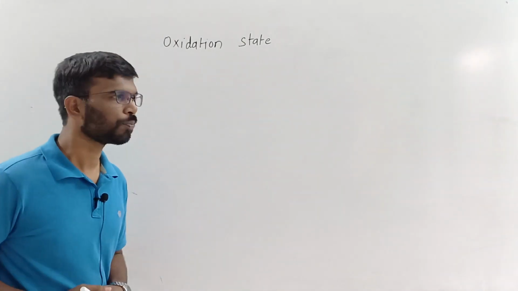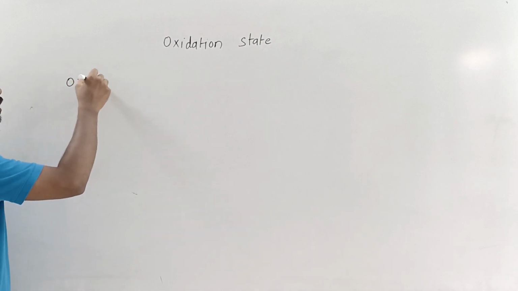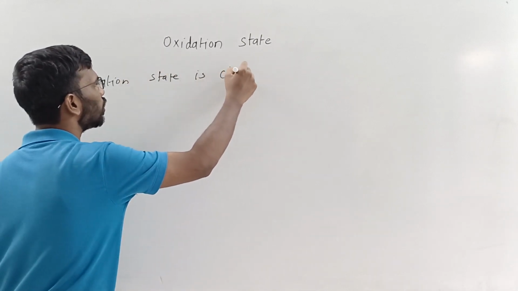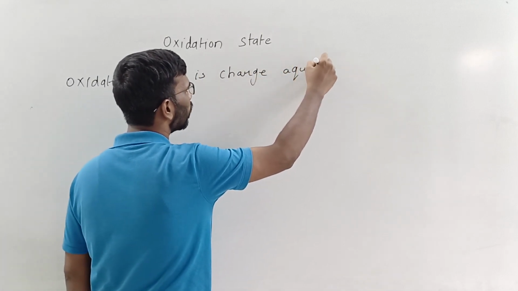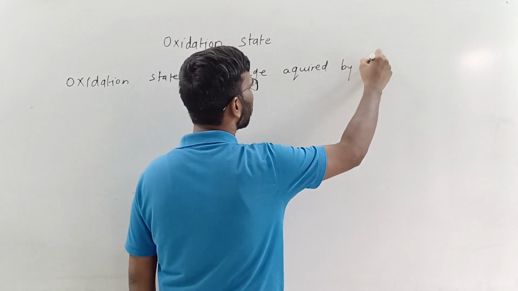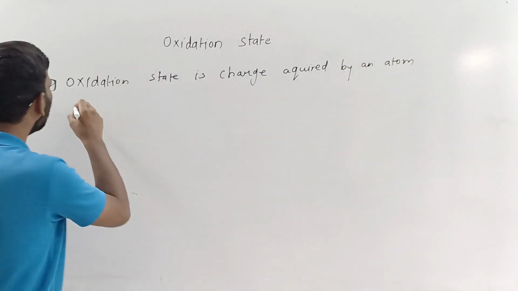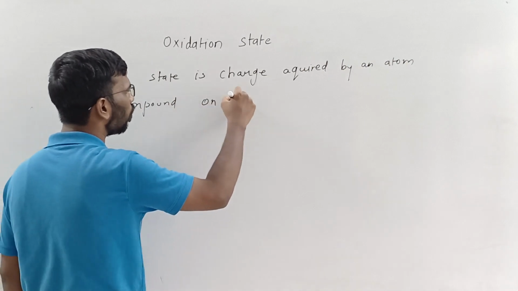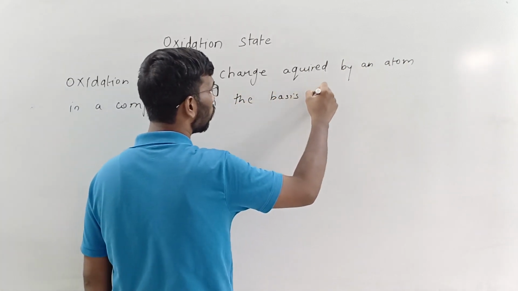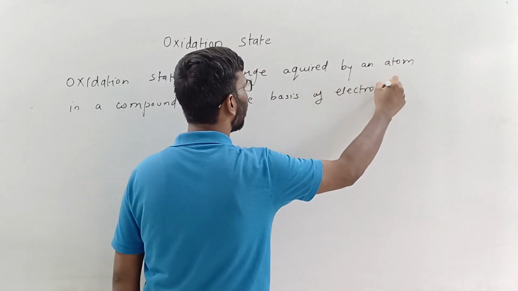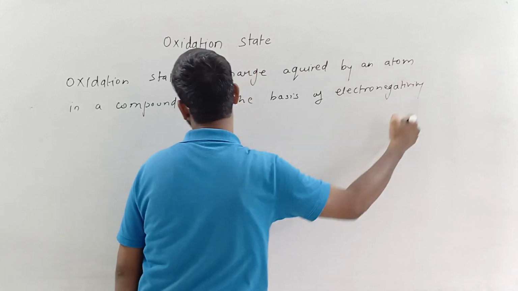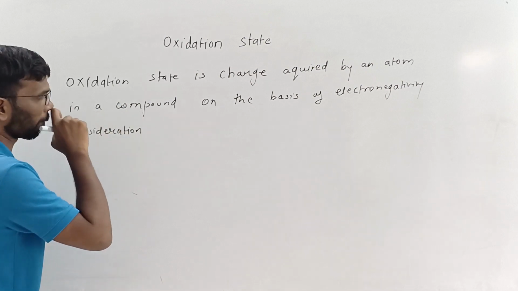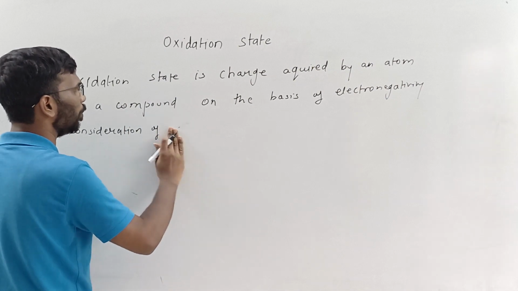Next is oxidation state. By definition, just stick to this definition: oxidation state is the charge acquired by an atom in a compound on the basis of electronegativity considerations of other elements.